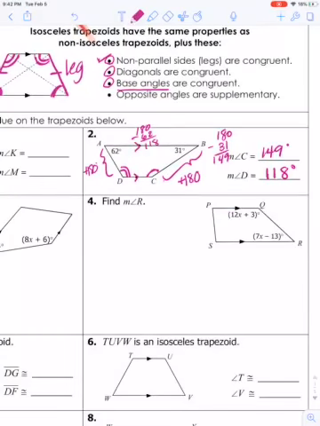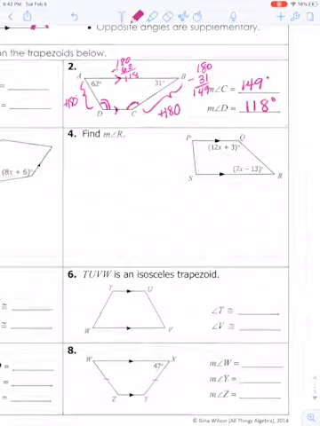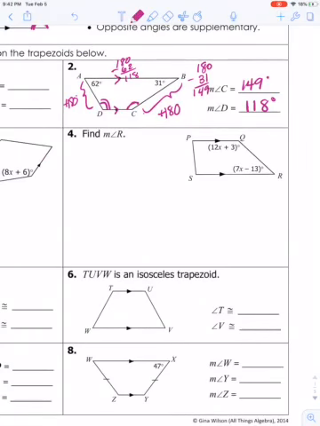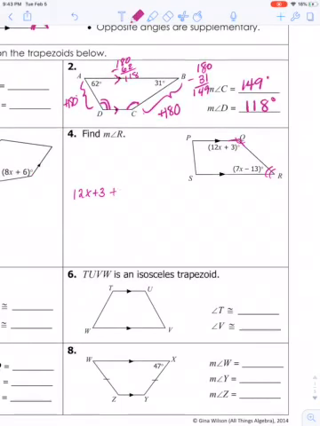So, applying that fact to my algebra, look at number 4. We have some x's in there and we've got to solve for x and then plug it back in. We have angle Q right here and angle R right here. Both of these are my same side interior angles, two parallel lines cut by a transversal. So my equation is simply one angle, 12x plus 3, plus the other angle, 7x minus 13, is equal to 180 because they are same side interior, therefore supplementary.